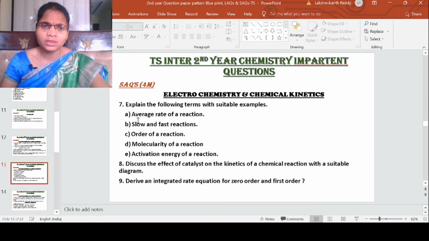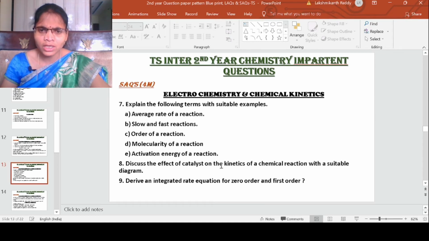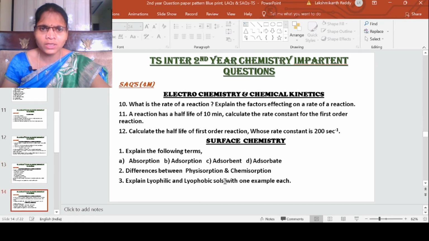Okay. Next, explain the terms: average rate of reaction, slow and fast reactions, order of reaction, molecularity of reaction, activation energy of reaction. These terms are also important. So discuss the effect of catalyst on the kinetics of chemical reaction, means the effect of catalyst on the rate of a reaction. Okay. Next, last question, integrated rate equation for zero order and first order. This is also a very important expected question.